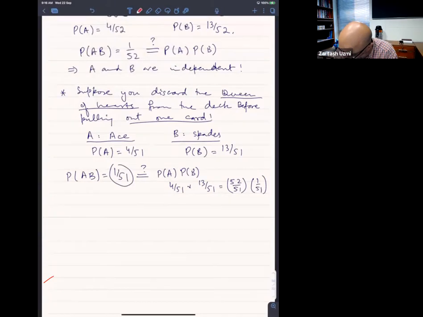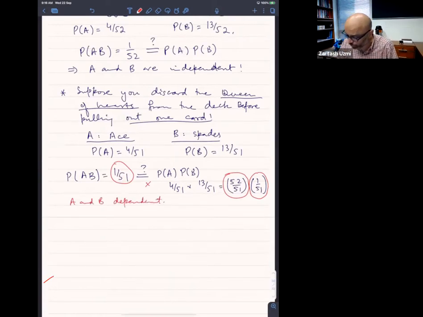This was 1 over 51, and this is 1 over 51 multiplied by this additional number. So what I observe here is that these two are not equal. That means A and B are dependent.